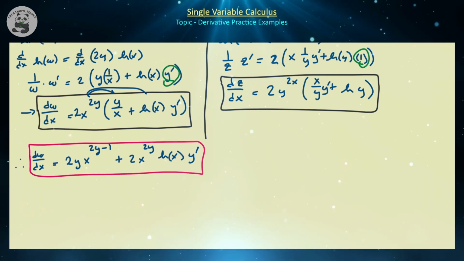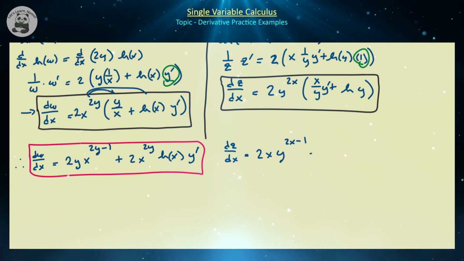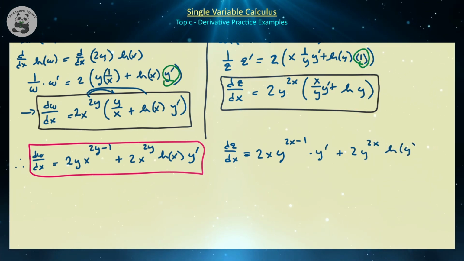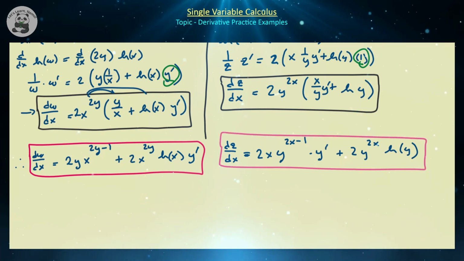It's the first important equation. And then the second important equation is dz/dx is going to be equal to, let's write it as 2x y to the 2x minus 1 times y prime plus 2y to the 2x natural log of y. Okay, so those are the two ugly expressions that we need to deal with. The rest is going to be straightforward.